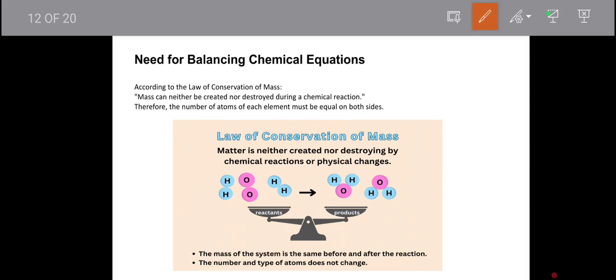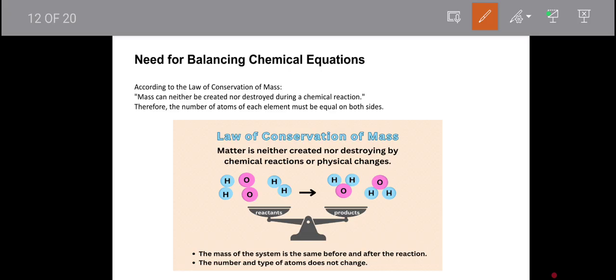So balancing of a chemical equation is based on a law which is known as the law of conservation of mass. Hope this law is very clear to all of my students, right? What this law states is that mass can neither be created nor be destroyed in a chemical reaction, right?